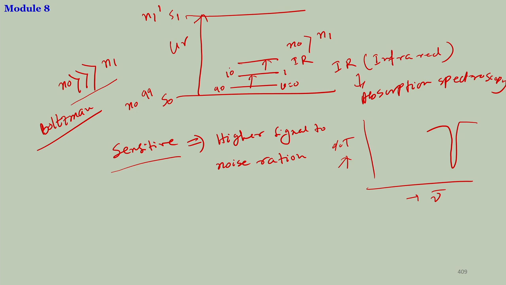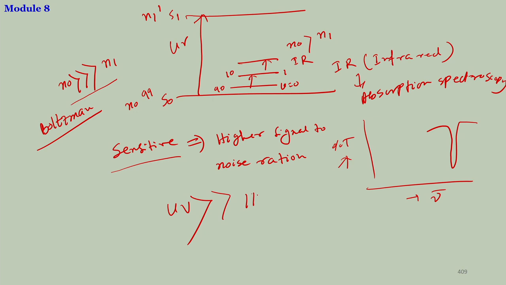So, the transition probability or intensity of transition would be less. If the higher excited state is already populated, the transition will not be much favorable. Therefore, the sensitivity of IR would be much less compared to UV, but UV is much more sensitive compared to IR.